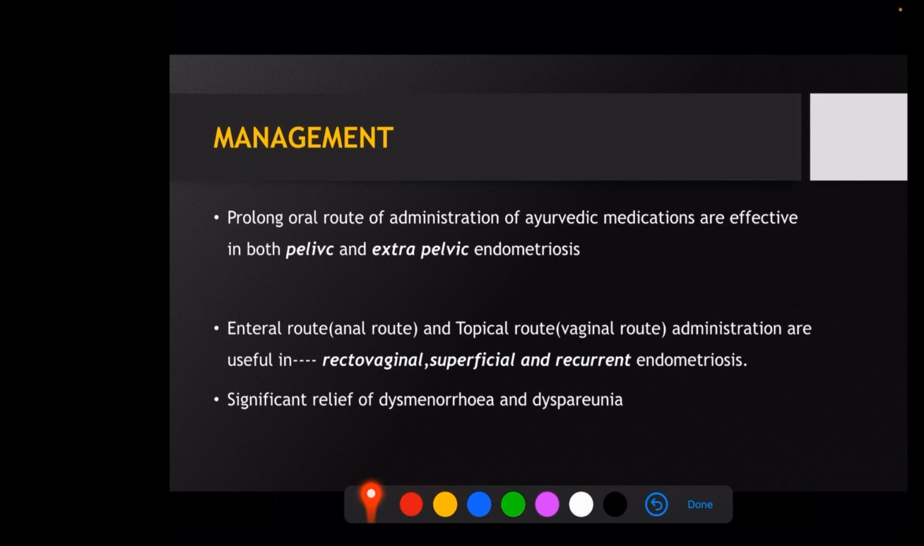Again, anal route administration, that is general route administration, and vaginal, this is topical route administration of selective Ayurvedic formulations are more effective and useful in rectovaginal endometriosis, superficial endometriosis, and recurrent endometriosis after surgery. There may be significant relief of pain, especially dysmenorrhea and dyspareunia.